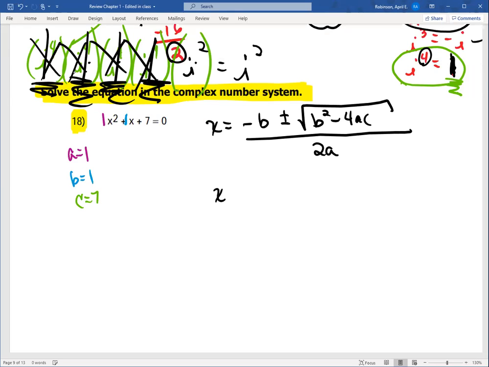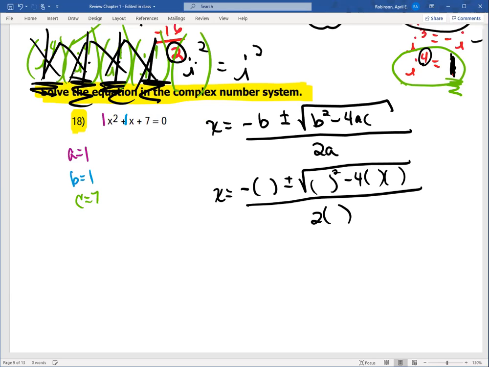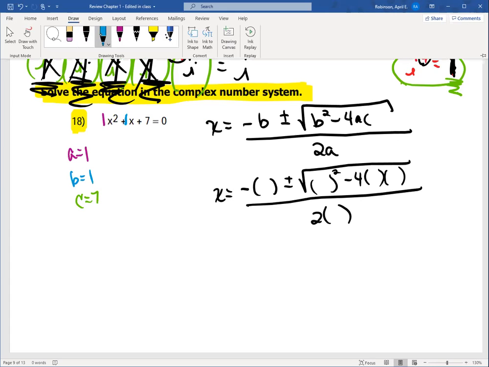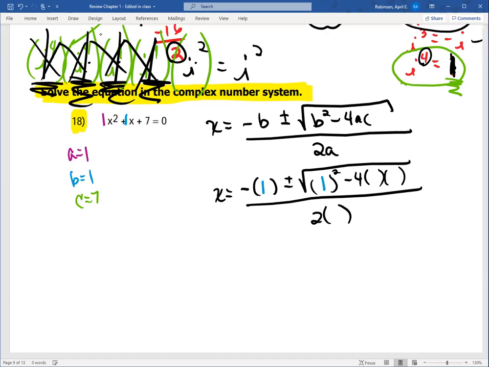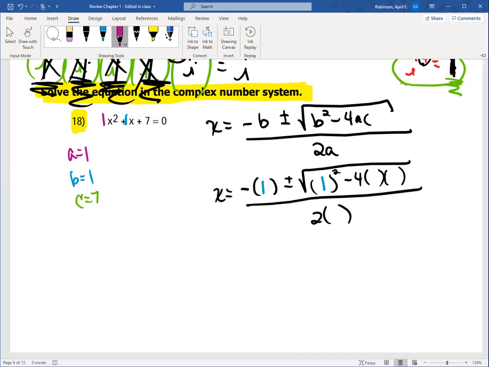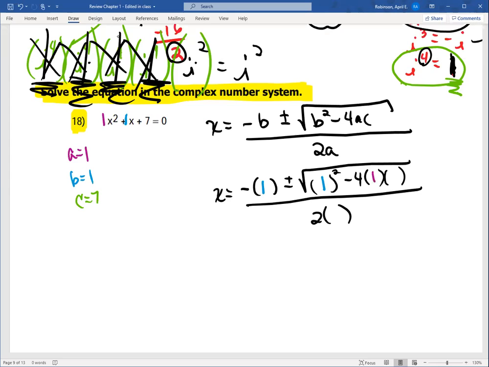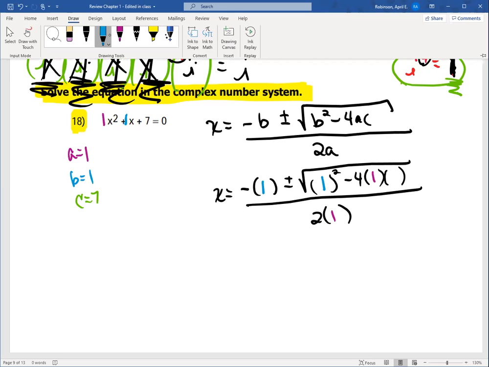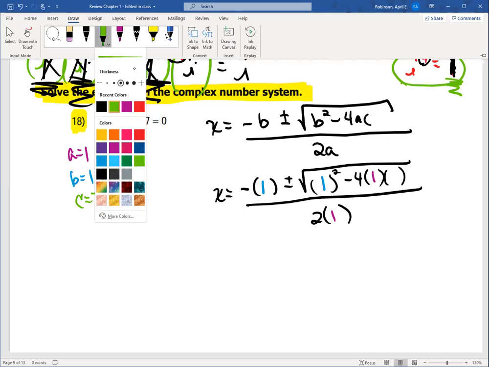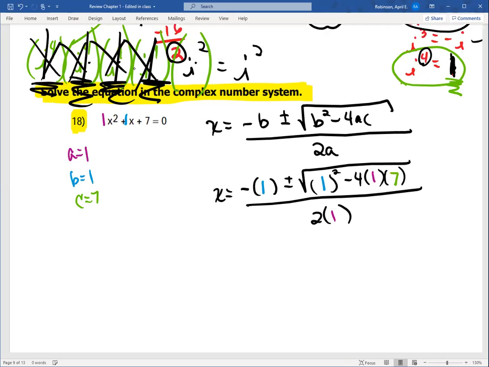And then I am going to remove the letters and substitute in parentheses for them all so that I can stick in the numerical values. So B was a 1, so I need a 1 here and a 1 there. And A was a 1, so I need a 1 here and a 1 there. And C was a 7.